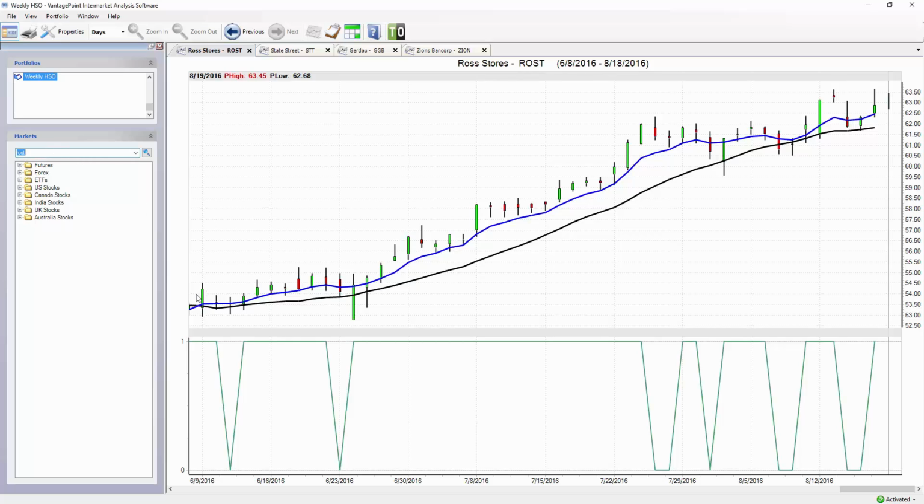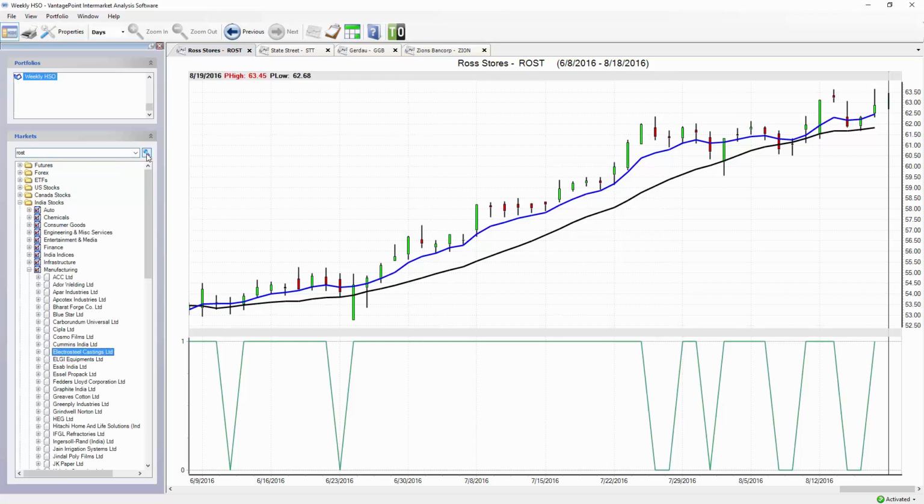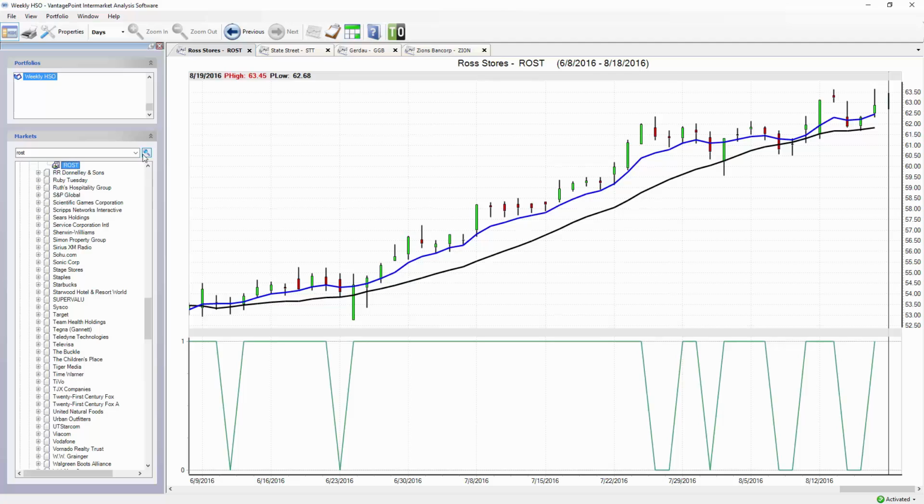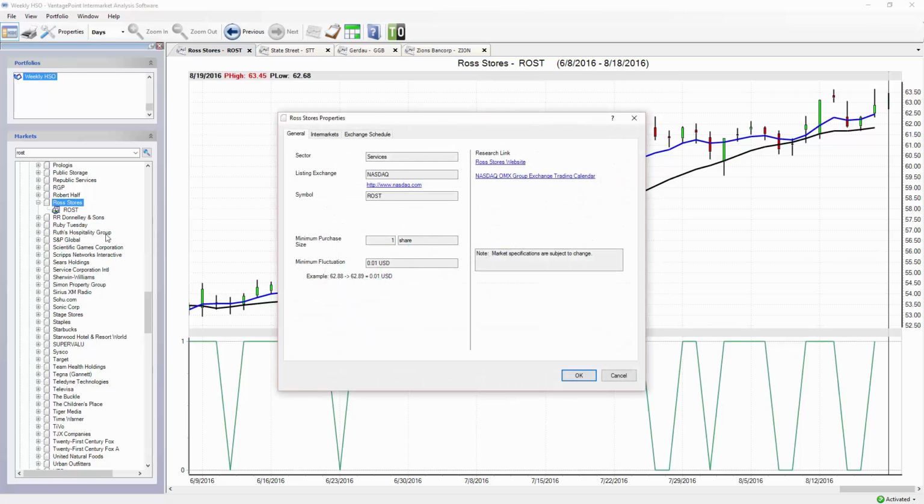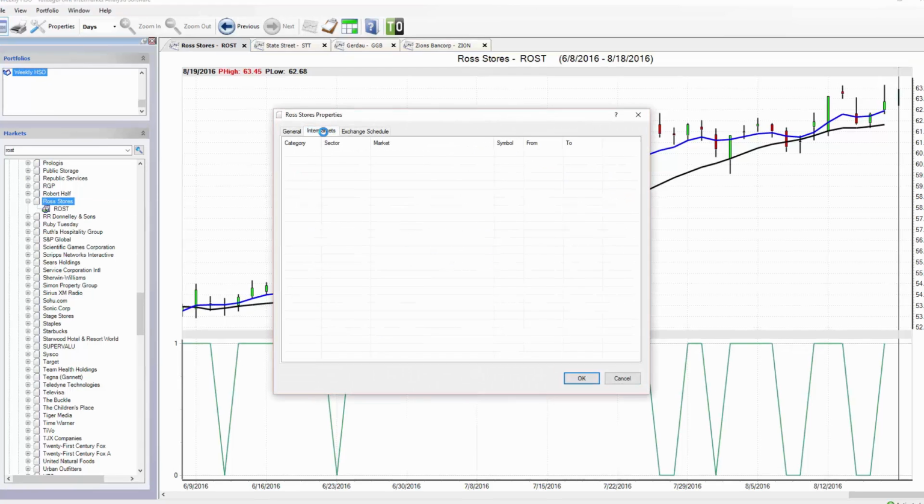But before I explain how we want to interpret these indicators, I want to show you a little bit behind the scenes, so what really goes into generating these predictive indicators. So here we have ROST stores. I can right click and choose properties, and I'm going to view what's called the intermarkets.